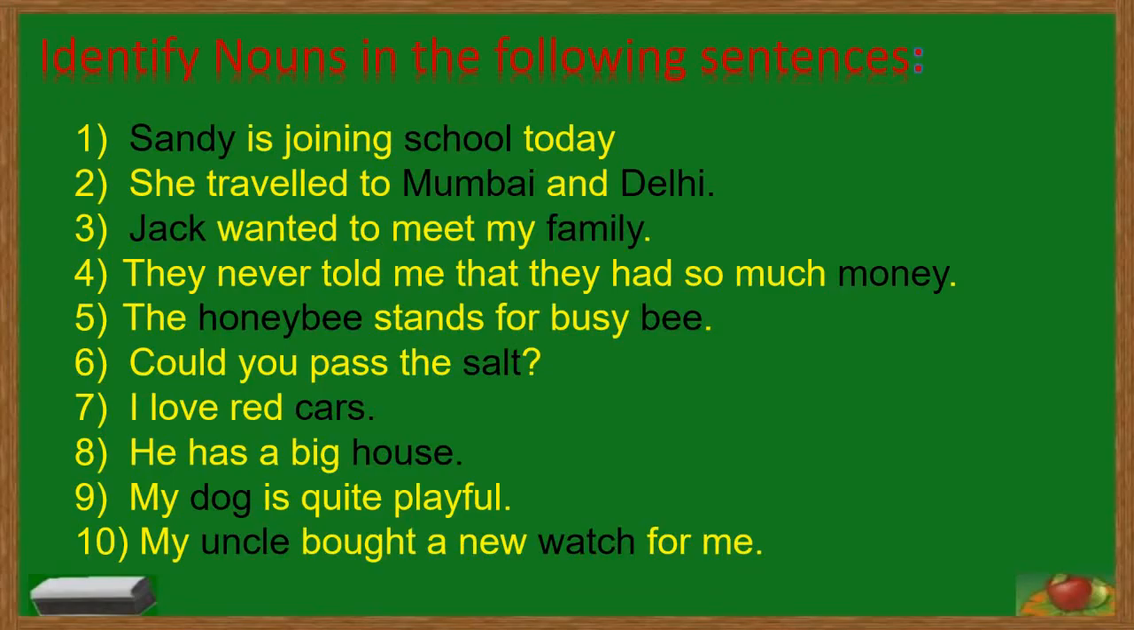So students, here identify nouns in the following sentences. Sandy is going to school today. Sandy, school, are nouns. She traveled to Mumbai and Delhi. Here, Mumbai, Delhi. Jack wanted to meet my family. Jack, family, nouns. They never told me that they had so much money. Here, money, noun. The honeybee stands for busy bee. Here, honeybee, bee, are nouns.